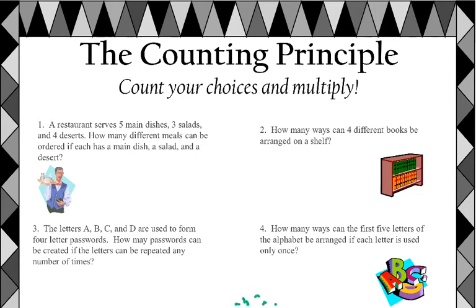Did anyone know the process is we just multiply them together. That's all we do. 5 times 3 times 4. 5 times 3 times 4 is 60.